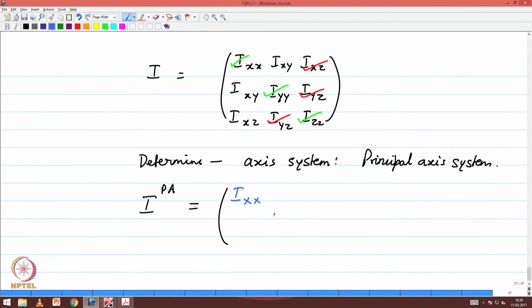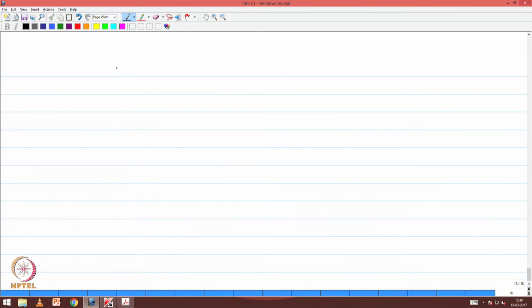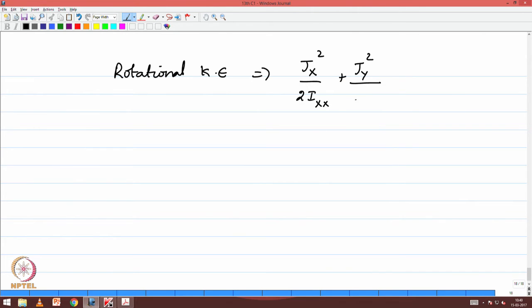I_xx, I_yy, I_zz, and all the off-diagonal components are 0. And in this principal axis system, the rotational kinetic energy of a polyatomic molecule is given by the angular momentum about those axes: J_x squared by 2I_xx, plus J_y squared, the component of the angular momentum about the y axis, the principal axis, by 2I_yy, and J_z squared by 2I_zz.